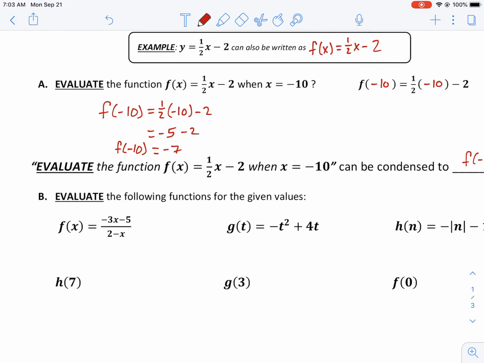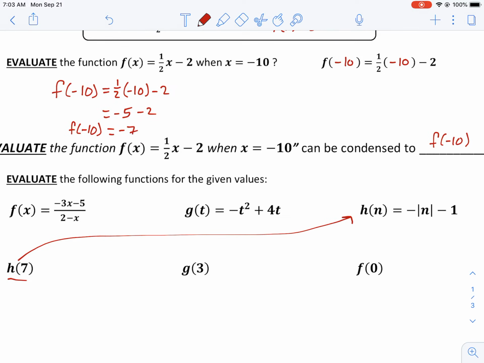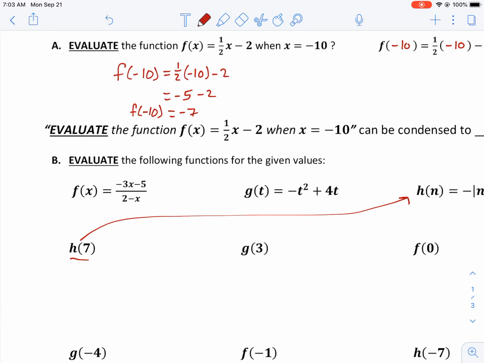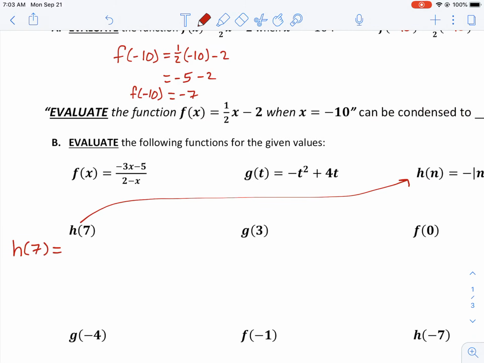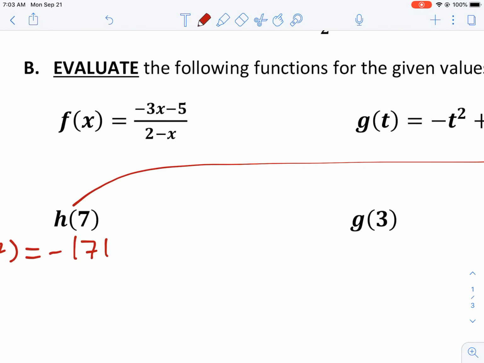So here we've got 3 different functions, all right? And it's important to be able to pay attention to the letters. This says h of 7. So when we plug in 7, it's not just going to be to any function willy-nilly, right? You're actually going to plug it in to h, okay? So we're going to replace in this equation with 7. So h of 7, that's going to equal negative absolute value of 7 minus 1.